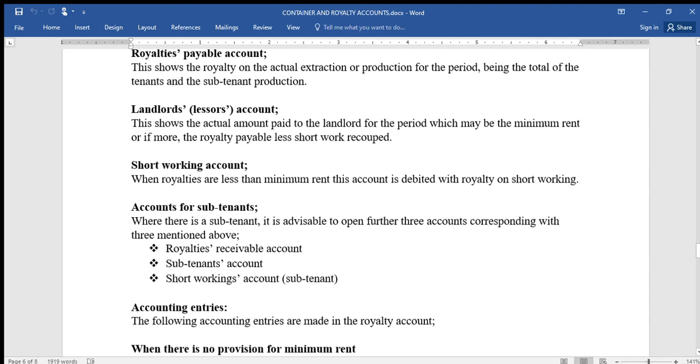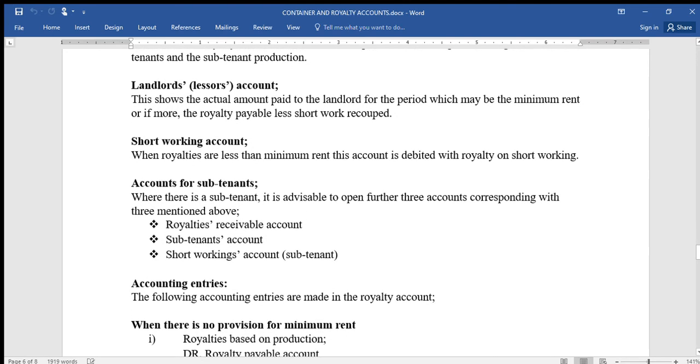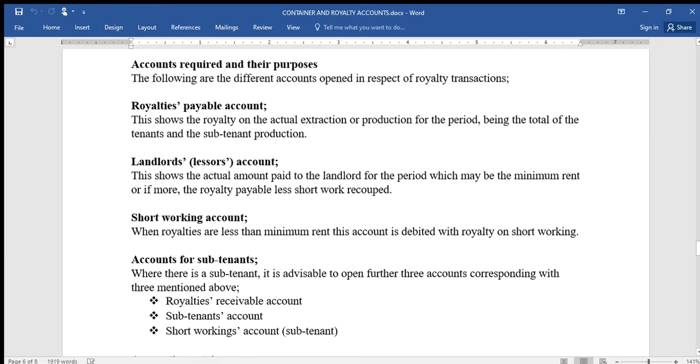Then we have the short workings account. When royalties are less than the minimum rent, this account is debited with royalty on short workings. Short workings is regarded as an expense. So we have mainly three accounts: the royalties payable account, the landlord's account, and then the short workings account.